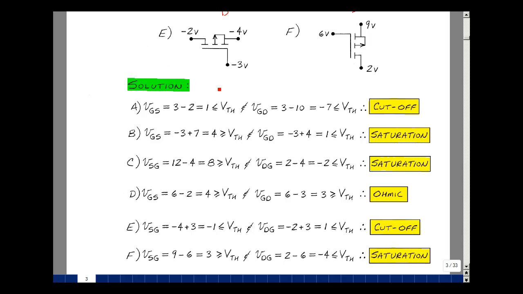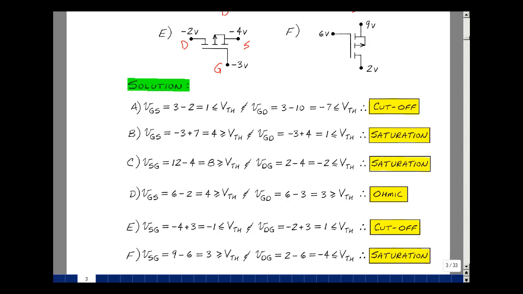Next one is a P-channel device, and so here's my gate, source, and drain. My source to gate voltage is minus 4 minus a minus 3, so that's a minus 1, and that's less than 2. And then we have our drain to gate. Here's our drain, which is minus 2, and our gate is 3, so it's going to be minus 2 minus a minus 3, which is plus 1. And that's less than our threshold voltage of 2. So our source to gate and our drain to gate are both less than threshold. That's our definition of cutoff.